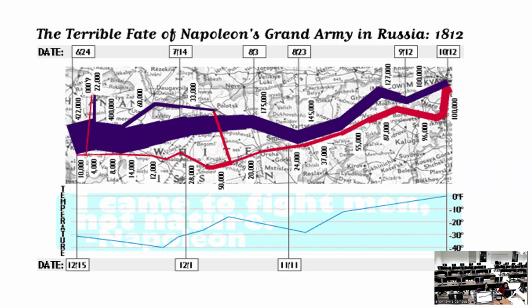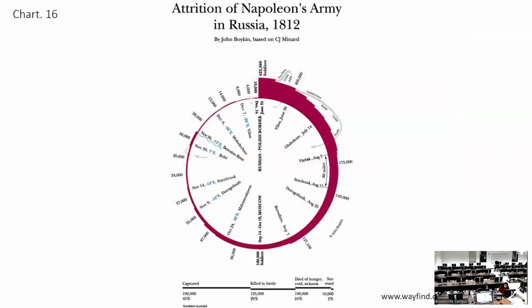So again, Napoleon said he came to fight men, not nature. That's fine, right? So blaming that on nature. So this is another graph that built on what Minard did, right? So he showed it in a much better way. I like the title, Attrition of Napoleon's Army. So it tells exactly what the story is in the graph.